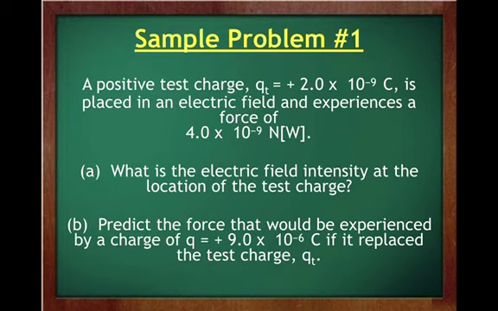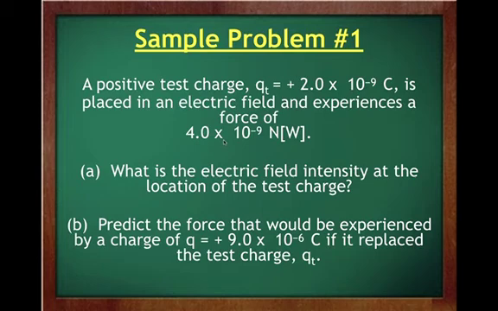All right, so let's go through some sample problems. We start off with this one, just a quick demonstration of the formula. What you have is a positive test charge, the one that's in the field itself, placed in an electric field, and it experiences a force of 4.0 times 10 to the minus 9 newtons west. The first thing we're being asked here is what is the electric field intensity at the location of the test charge? So we have the charge of that test charge, and we also have the force that it's experiencing.